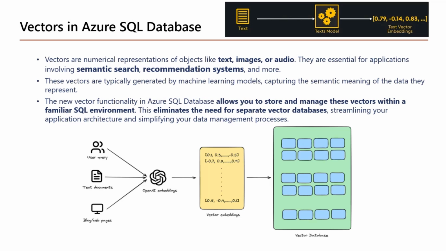You have to transform the text to numbers. There is a process to do that. Vectors are numerical representations of text, images, and audio. And you can use that to create search, recommendation systems, a lot of good stuff.